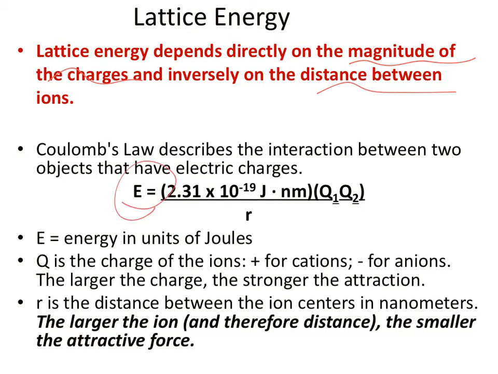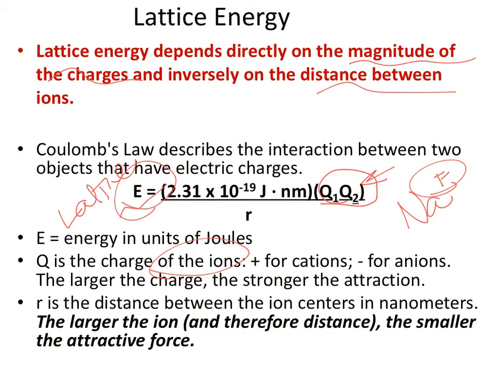So Coulomb's law is what we use to calculate the level of attraction that two charged particles have for each other. I'm not going to have you do calculations using Coulomb's law, but I do want you to be familiar with it so that you can see the variables that affect the lattice energy or the level of attraction. Q represents the charge on the ion. So if we were talking about the sodium cation, Q would be +1 because sodium has a +1 charge. The higher the charge on the ions, the stronger the attraction and the stronger the lattice energy.